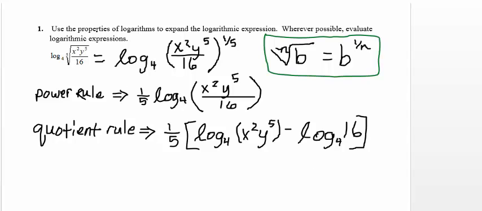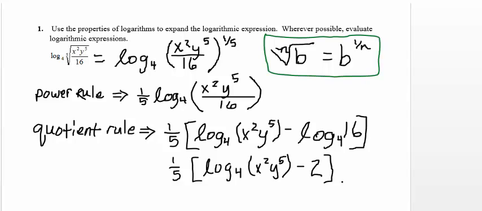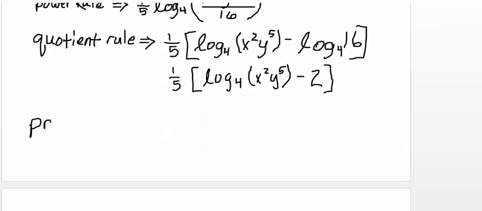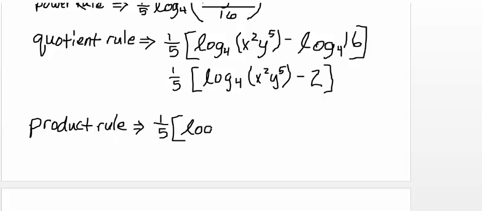So notice that that's the quotient rule, and that 1/5 has to be multiplied by this difference. So I have to group the difference with the brackets. So 1/5 is multiplied times the base 4 log of x squared y to the 5th minus 2, since the base 4 log of 16 is 2. The exponent I apply to 4 to get 16. So the product rule will now be used.